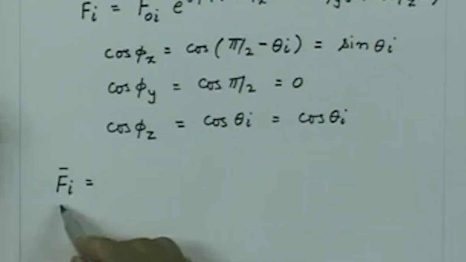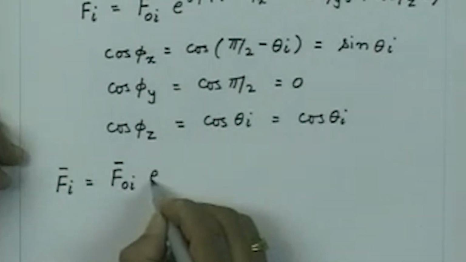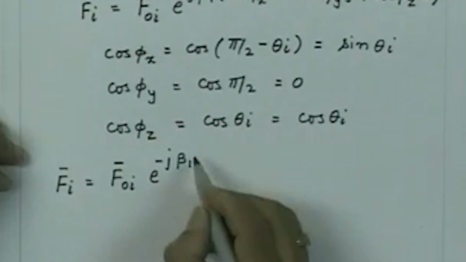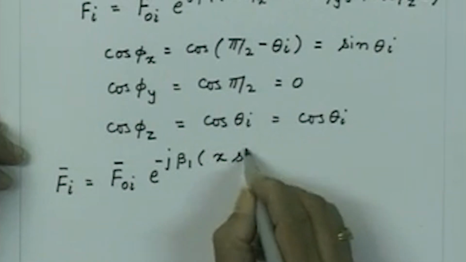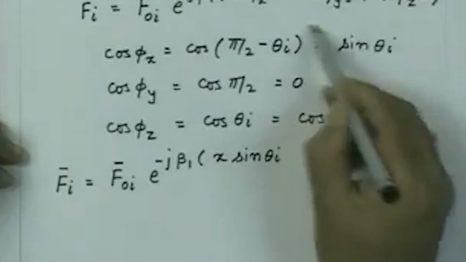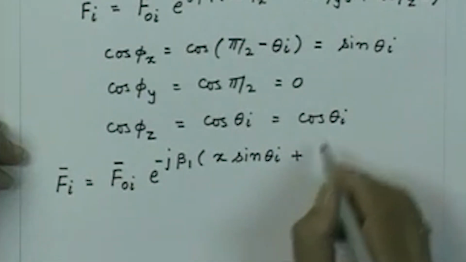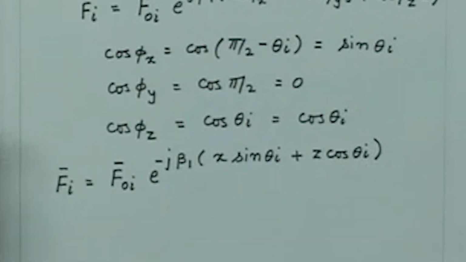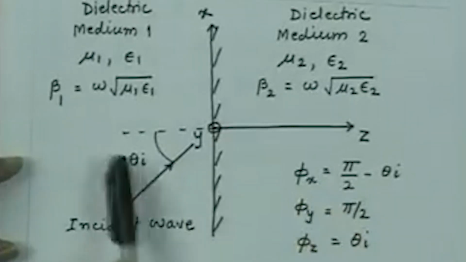So, we have the field for the incident wave, which is this magnitude amplitude term e to the power minus j beta 1 x sin of theta I. This quantity is 0 because cos of phi y is 0, plus z cos of theta I. So, the wave which is travelling at an angle theta I with respect to the normal to the interface can be represented by a field which is like this.